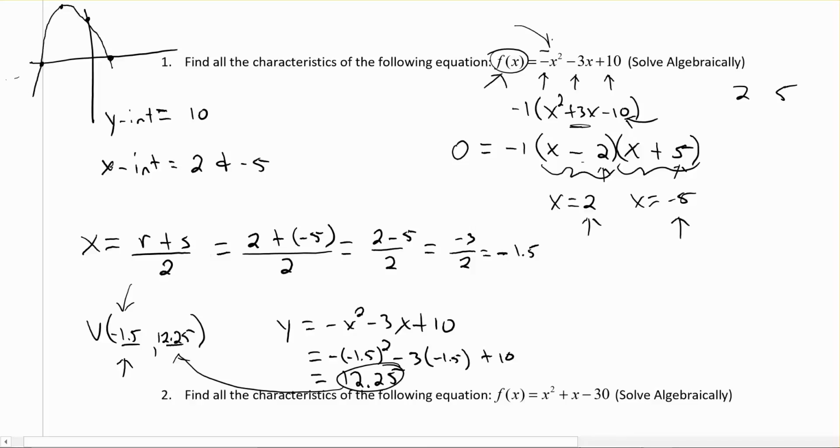up around there. So the top here is at -1.5 this way, so -1.5, and up 12.25. That's how high it goes. So that's my vertex right at the top. And I just wrote v. Okay, so that's how you do those questions.